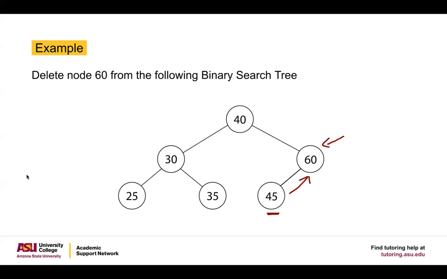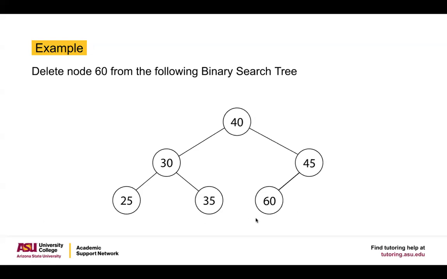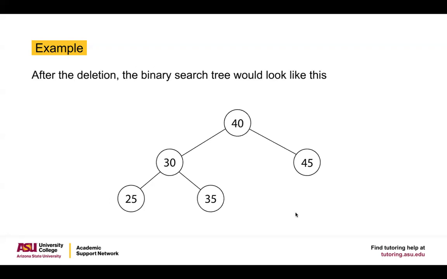So here's what it would look like after swapping. So as we can see, we swapped the node 45 and 60. So now we can easily delete the node 60 from the following binary search tree. So this is what the tree would look like after deleting the node 60.